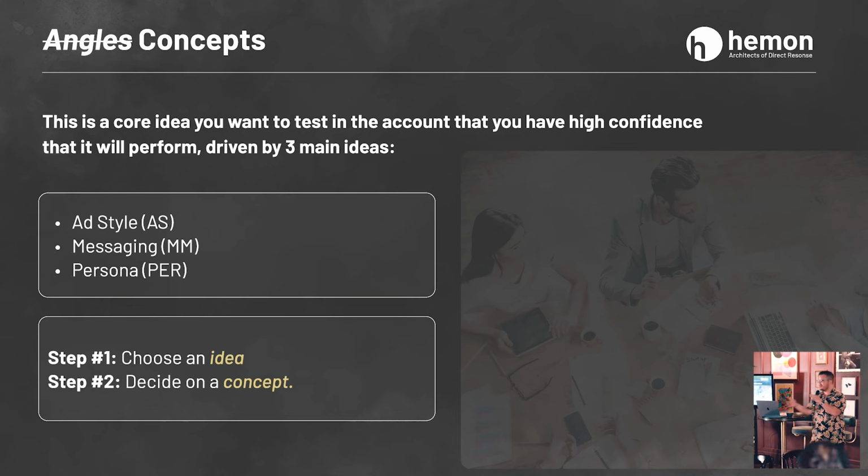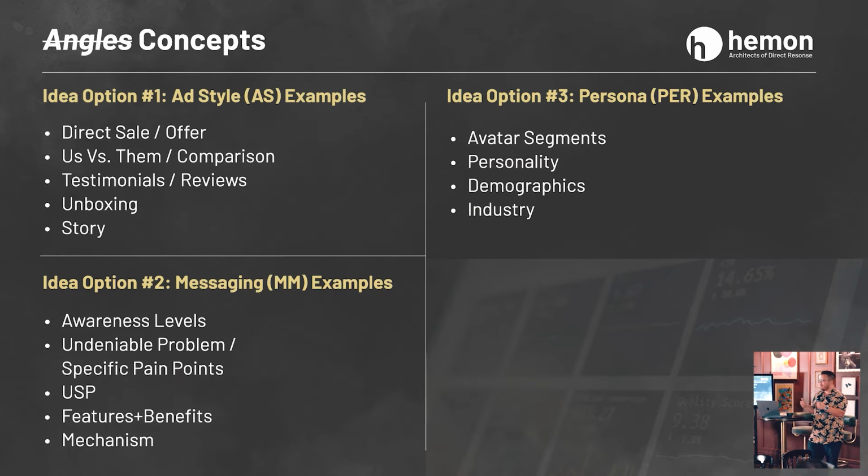And we do that through concepts. Concepts are 3 different areas: either ad style, messaging, or persona. All right, so the first thing you want to do is choose the idea that you have, and then you want to test the concept. And the way to do that is an example.